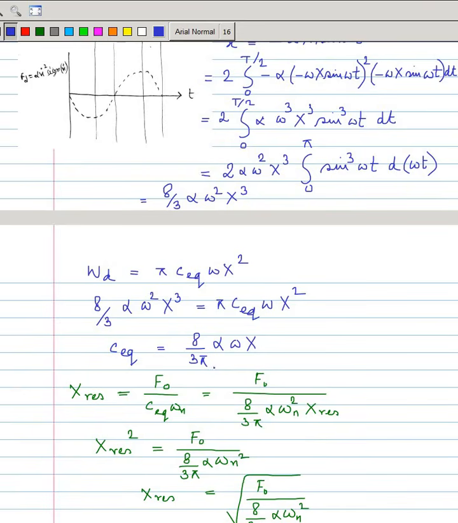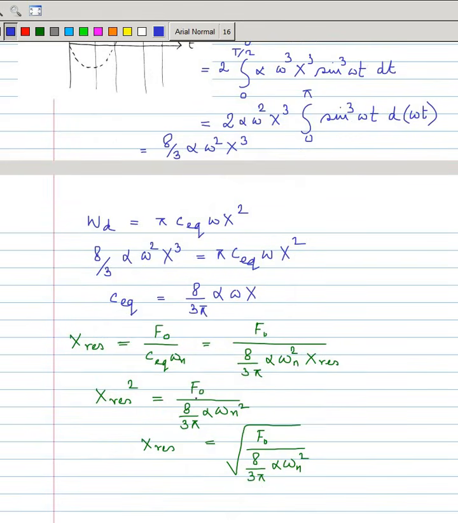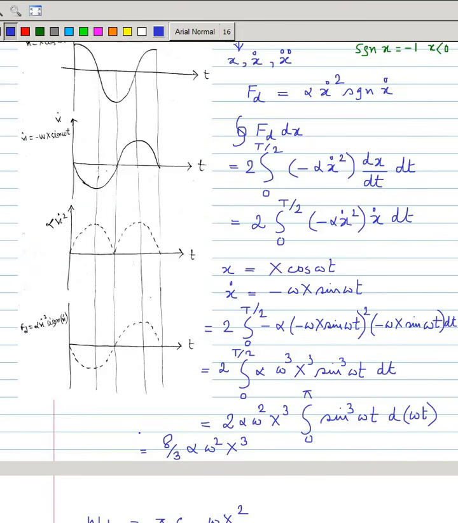So your C equivalent comes from this, and the resonant amplitude is F naught by C equivalent omega n. In C equivalent we put 8 by 3 pi alpha, since this is resonance, omega equal to omega n, and here another omega n is there, so omega n square, one due to this and one due to this. And x is the resonant amplitude. So this x and this x becomes x square. So this is the resonant amplitude. So this is an example.